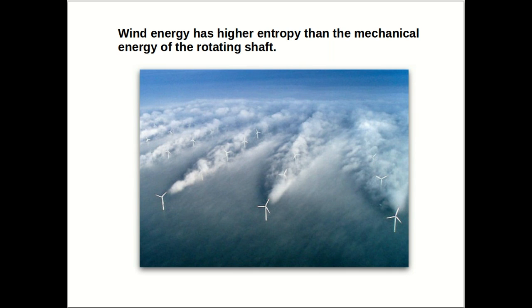So a wind turbine is actually converting such a high entropy energy source into the low entropy mechanical energy of the rotating shaft, in which all the molecules in the shaft actually share a common motion in a highly ordered fashion. So the second law of thermodynamics imposes an inherent limit on this particular conversion efficiency.